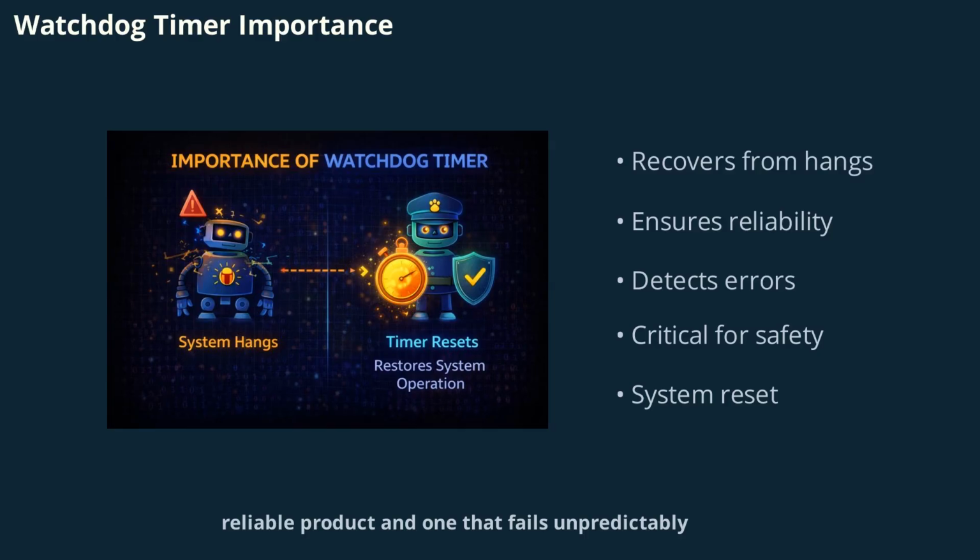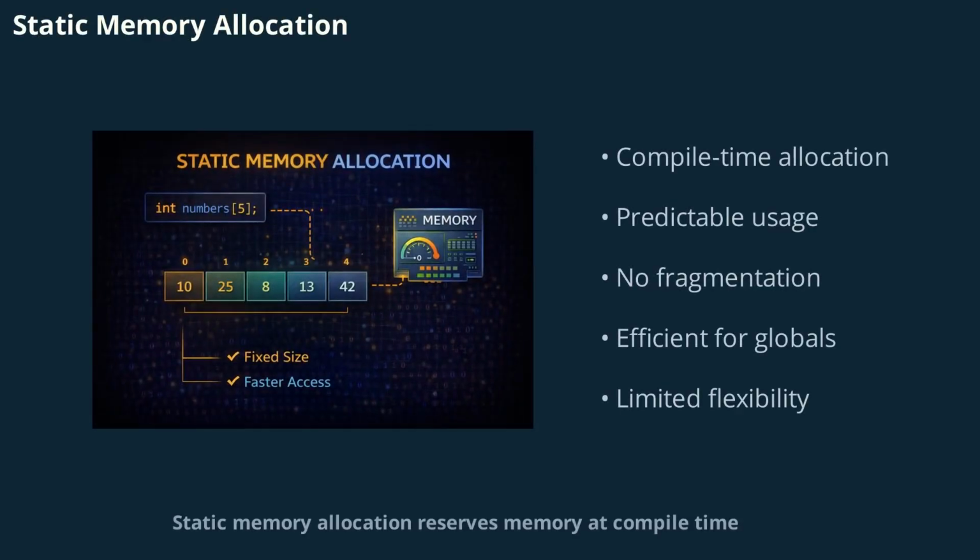Static memory allocation reserves memory at compile time, making it predictable and efficient. In embedded systems, it's commonly used for global variables, constant data, and fixed-size buffers. The main advantage is that memory usage is known ahead of time, avoiding fragmentation and runtime allocation overhead. However, static allocation lacks flexibility, as the memory size cannot be changed during execution. Choosing static allocation is often a trade-off between predictability and adaptability, especially in resource-constrained environments.